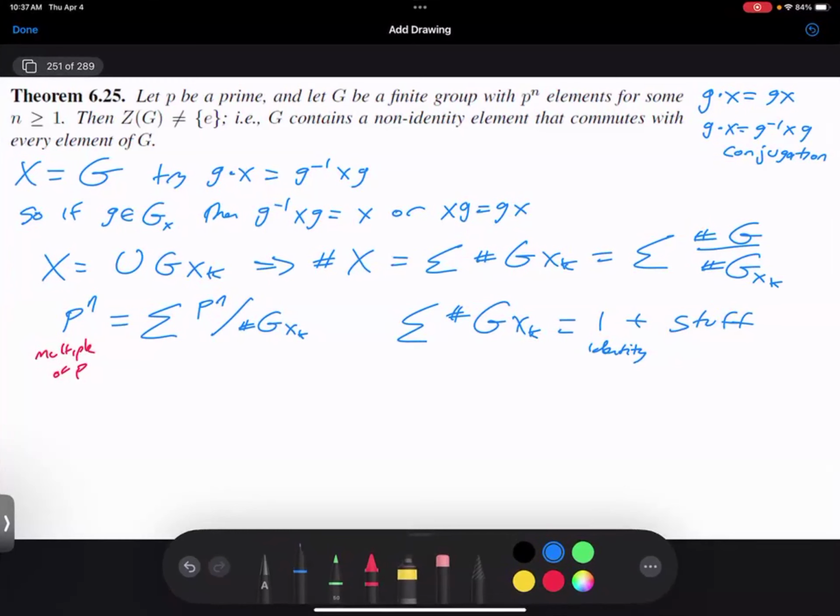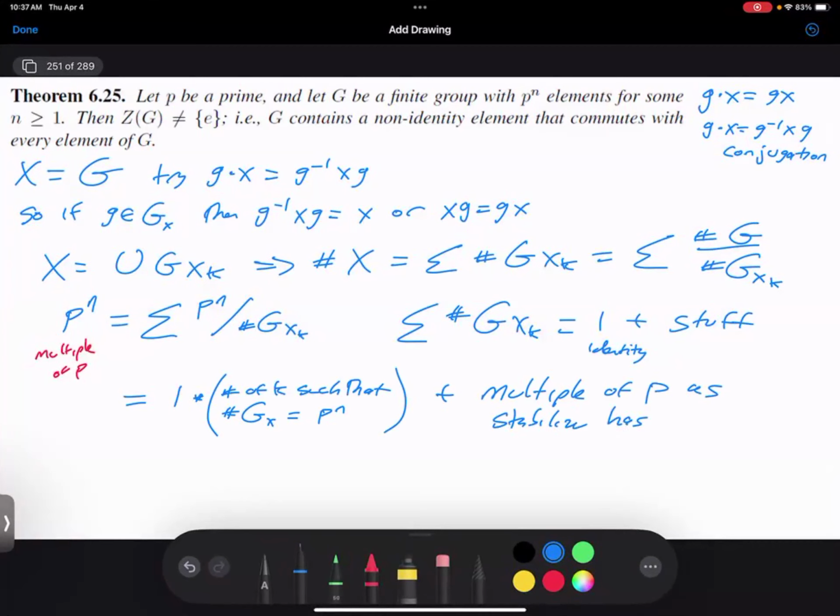The sum is equal to 1 times the number of k such that the size of the stabilizer equals p^n, right? Because in that case, p^n divided by that is just going to be 1. Plus a multiple of p, as the stabilizer has order less than p^n, so p^n divided by p^l is a multiple of p as l is less than n.